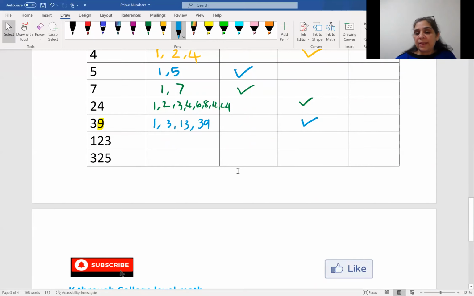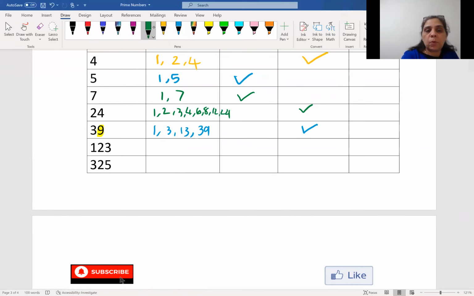123. So again, it looks like a prime number. We can check divisibility rules. We can do 1 plus 2, 3. 3 plus 3 is 6. 6 is divisible by 3, so we can divide by 3. So that means we have more factors. We can write 1 and 123. If you divide by 3, you will get 41. And that's it. So we have more factors than 1 and itself, so it is composite.